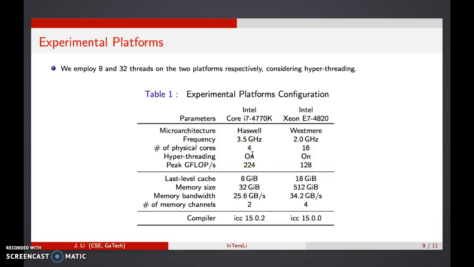Now let's see our experimental results. We do our tests on two Intel platforms. One is Core i7 and one is Xeon E7. We employ 8 and 32 threads respectively on the two platforms.